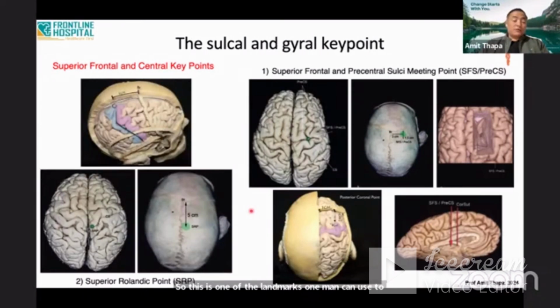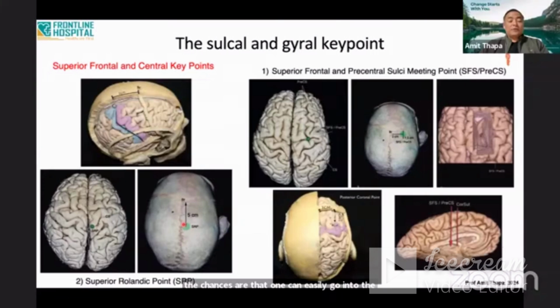Then the other important point is the superior Rolandic point, as we have already talked about in the previous slide. So this is in the interhemispheric plane where the central sulcus intersects with the interhemispheric fissure, and this superior Rolandic point actually lies 5 centimeters behind the bregma. And this is one of the important landmarks when we are trying to go through the interhemispheric approaches, because when we do a corpus callosotomy at this level, the chances are that one can easily go into the subsplenial cisterns into the pineal gland.